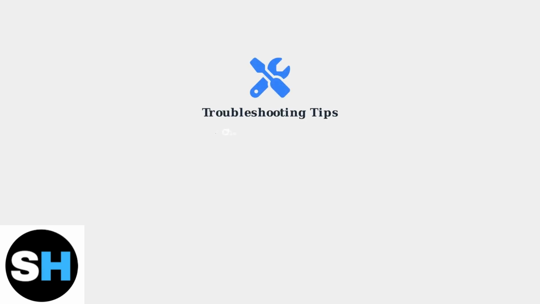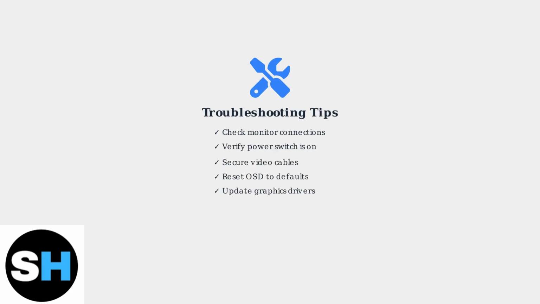If you encounter brightness adjustment issues, check these common solutions. Ensure proper connections, verify the power switch is on, check video cables are secure, reset monitor settings via OSD, and keep graphics drivers updated.